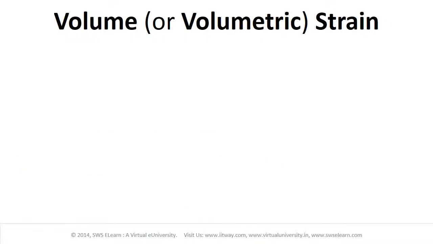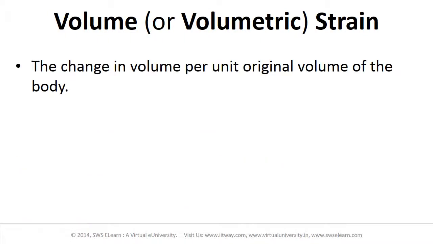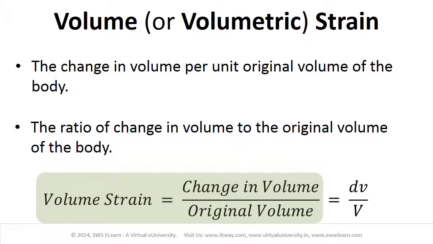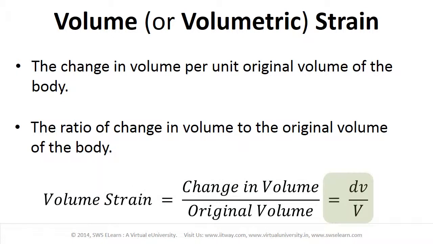The volume strain is defined as the change in volume per unit original volume of the body. Volume strain is also defined as the ratio of change in volume to the original volume of the body. In the equation form, it can be written as volume strain equal to change in volume upon original volume, and that is equal to dV upon capital V. The volume strain has no unit.